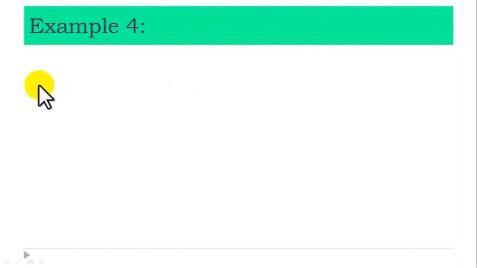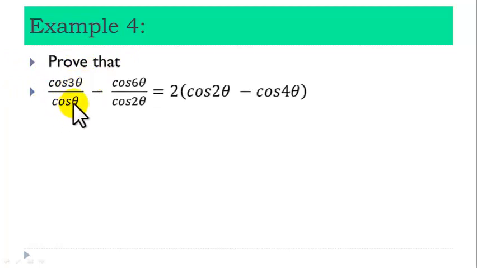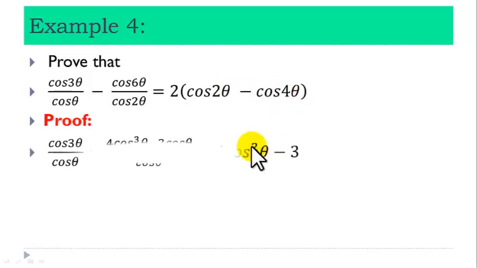Example 4. Prove that cos 3 theta all over cos theta minus cos 6 theta all over cos 2 theta is equal to 2 times cos 2 theta minus cos 4 theta. Proof. Cos 3 theta over cos theta is equal to, we recall that cos 3 theta is 4 cos cube theta minus 3 cos theta, then all over cos theta, dividing through by cos theta will give us 4 cos square theta minus 3.